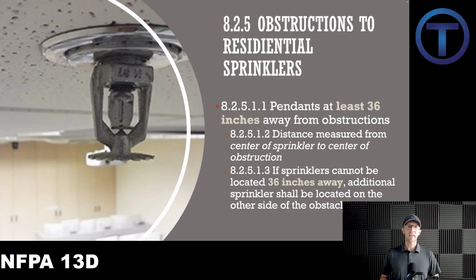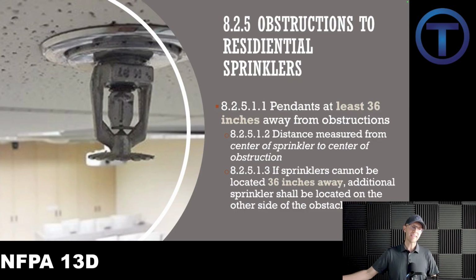First of all, let's look at 8.2.5.1.1. Pendants have to be at least 36 inches away from any obstructions. So this is a normal pendant. It says the distance is to be measured from the center of the sprinkler to the center of the obstruction. Now keep that in mind, right? Center of sprinkler to center of obstruction.